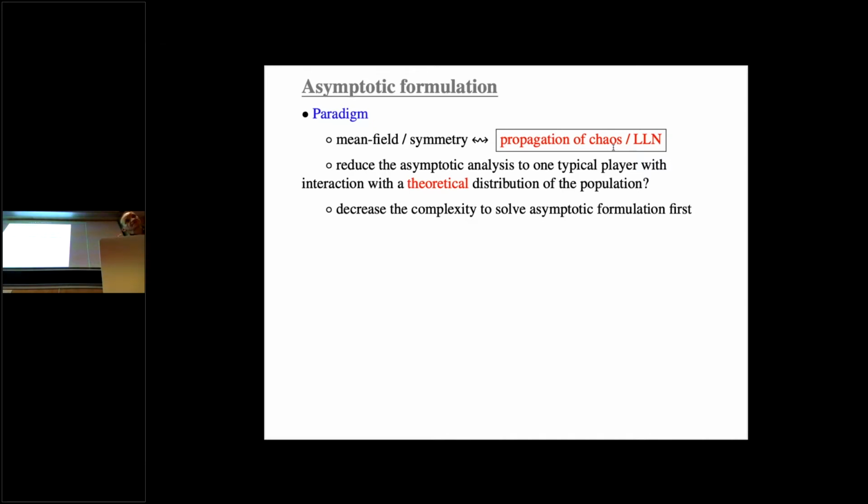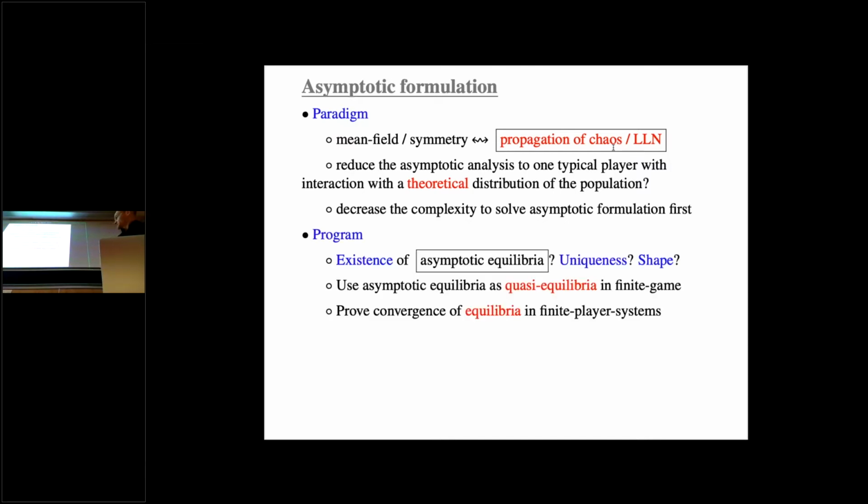And this is something that is very interesting from the computational point of view, because as you will see, solving a game with many, many players is something that is very difficult from a numerical point of view. So the very first reason why you should let the number of players tend to infinity is that this should be a way to decrease the complexity of the model. Okay. So this is the program.